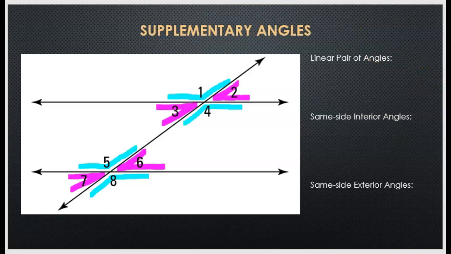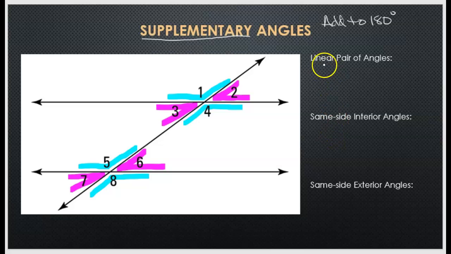Okay, we are switching gears now. Instead of talking about angle relationships that result in congruent angles, now we are going to be talking about angle relationships that result in supplementary angles. Supplementary angles add to 180 degrees. That is the definition of a supplementary angle.